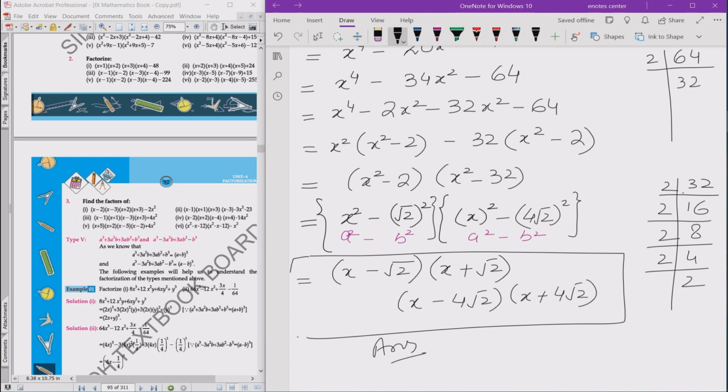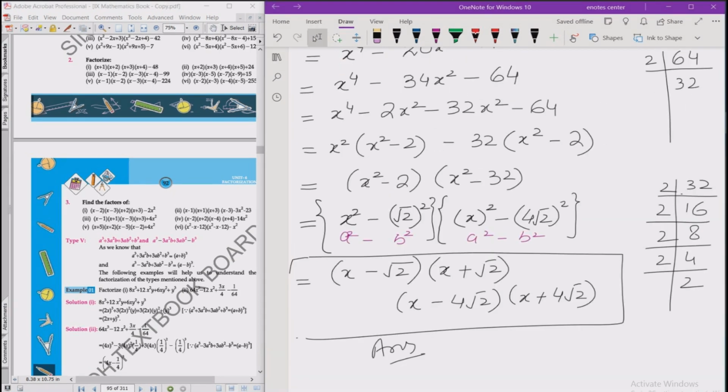I hope you understand. Now part 5 and part 6 are similar to parts 3 and 4, so you can solve them by yourself.